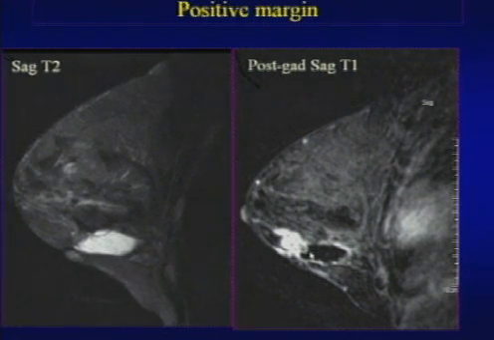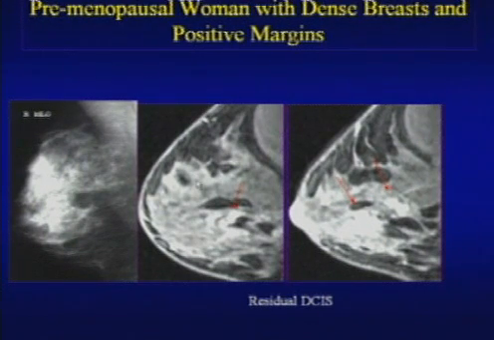And in this case, you can see thin wall and large bulky tumor. So really, the bulk of this tumor was left behind in this patient. Again, important information to alert your surgeon. What we found is really in women who tend to have this residual disease, it really is in young women with very dense breasts.